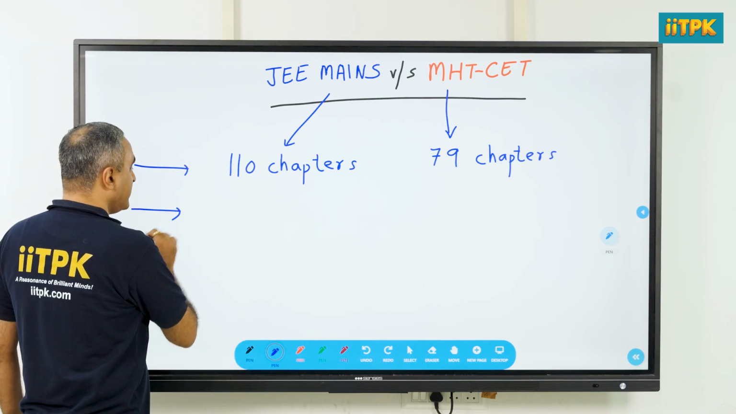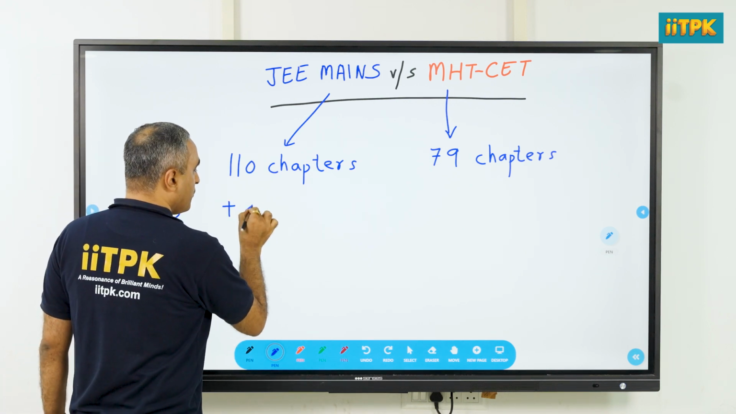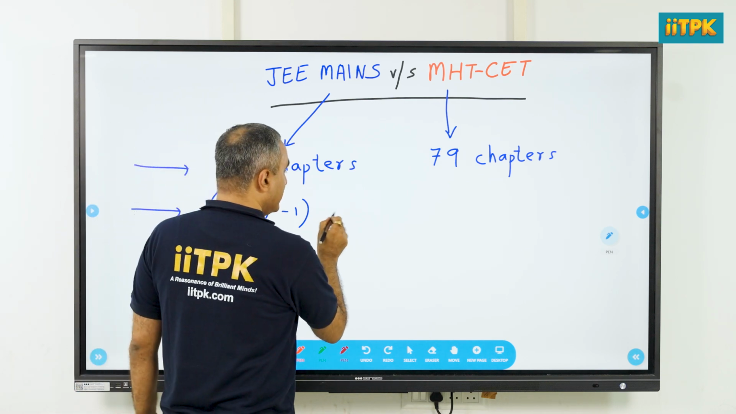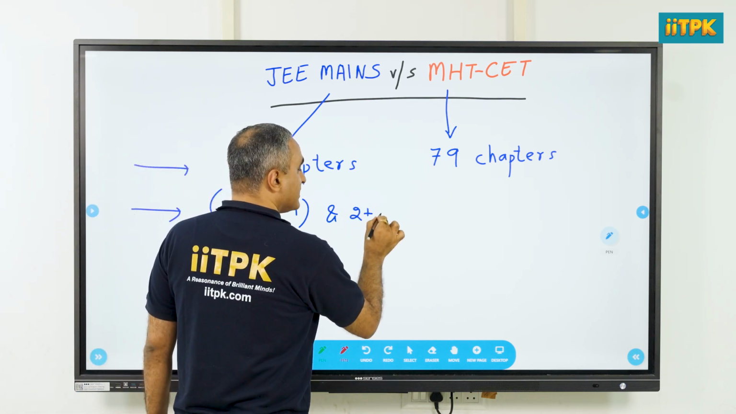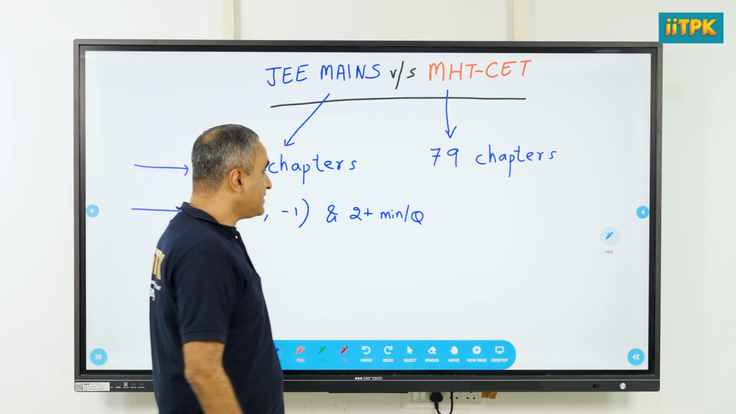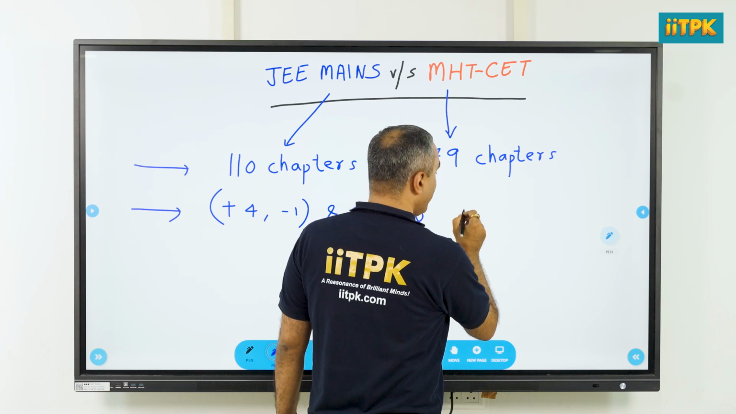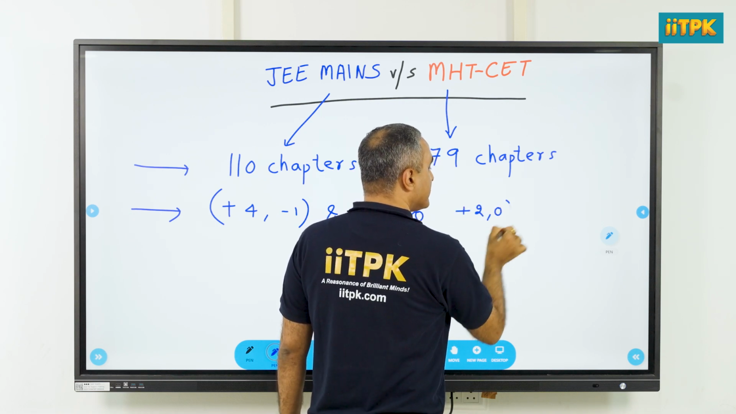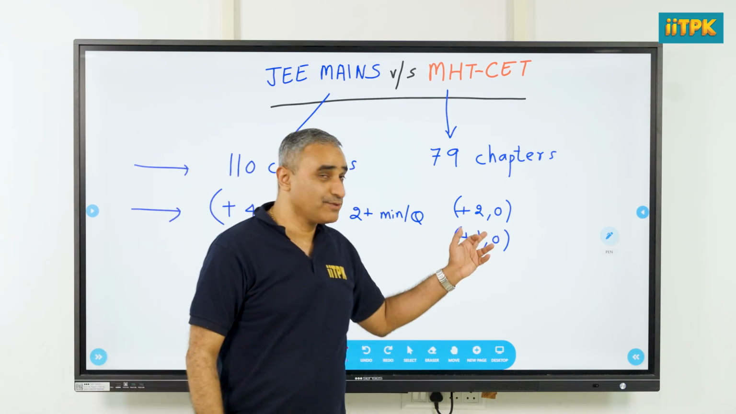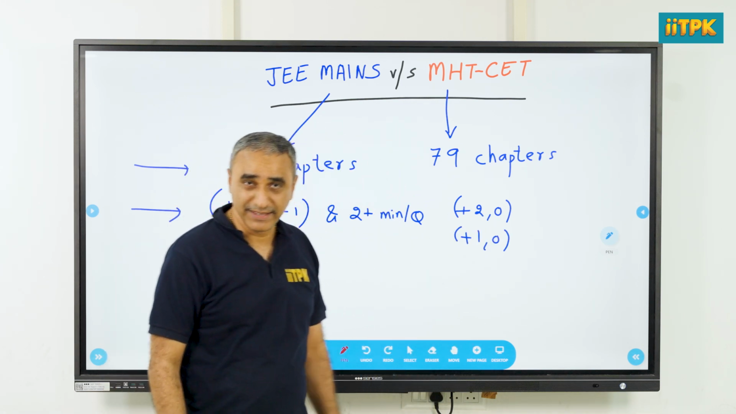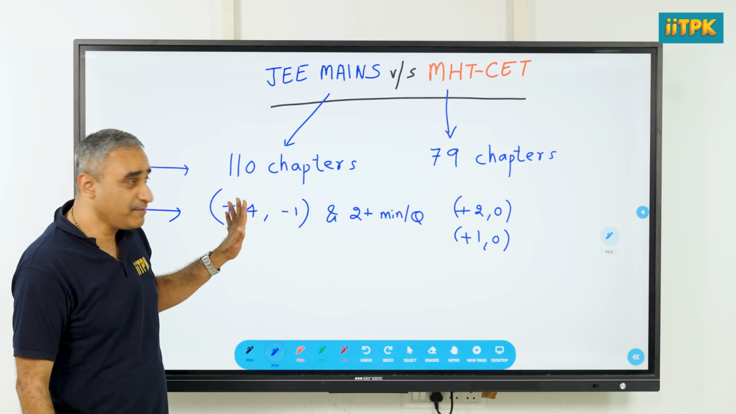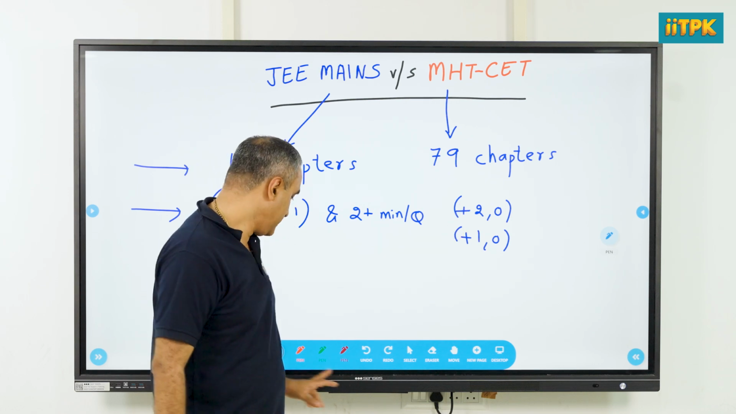But if you look at the testing pattern, there is negative marking, +4 -1, in the JEE Mains examination, and you are well aware that the time you get is slightly about 2 minutes per question in the JEE Mains examination. Whereas as far as CET is concerned, you have a +2 0 system for maths and a +1 0 system for physics chemistry. So there is no negative marking in CET. This is the one major difference. There is negative marking in JEE Mains, there is no negative marking in the MHT-CET examination.